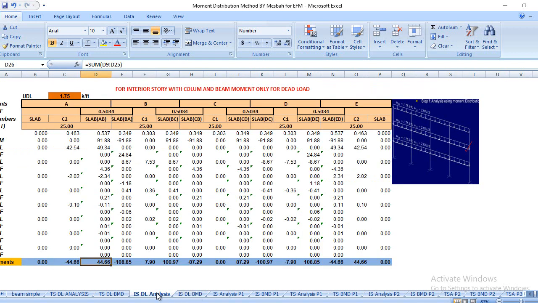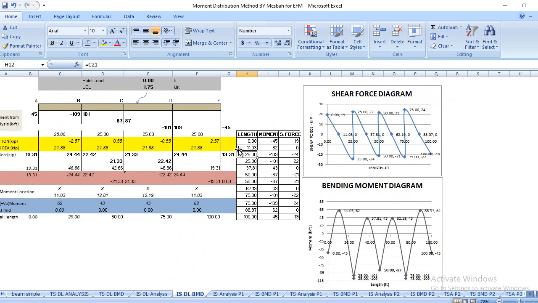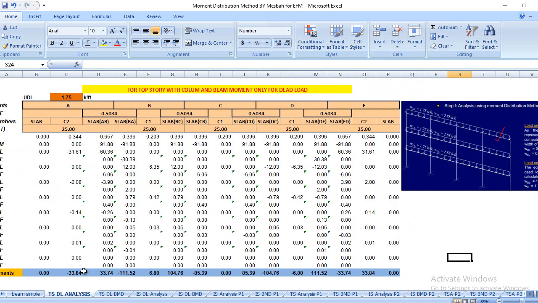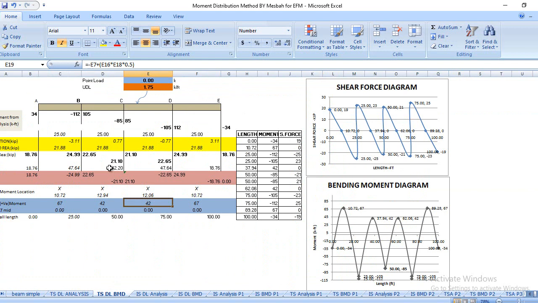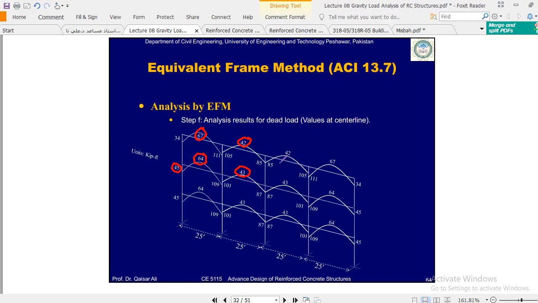This is the moment distribution table and these are the net moments. Similarly here, these are the calculations for the top story, which I have already calculated. 67, you already see this is the maximum moment. This 42, this 42. So you see 67, 42, 42, 67.